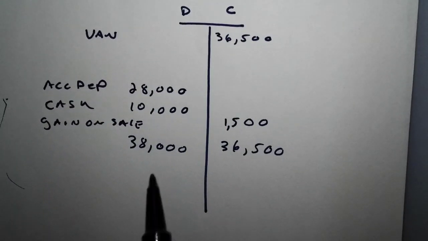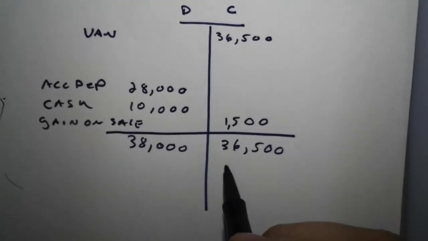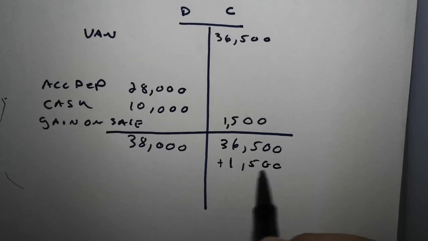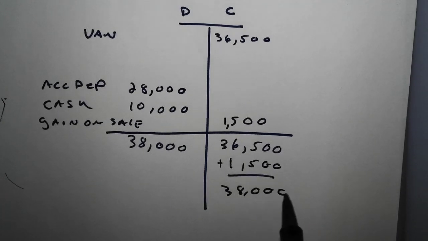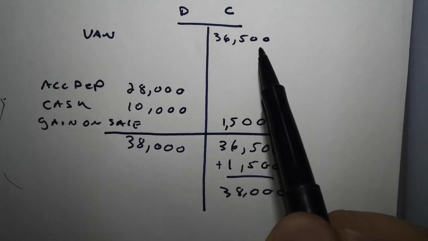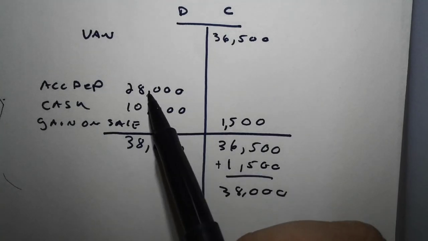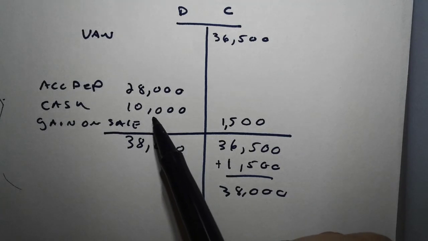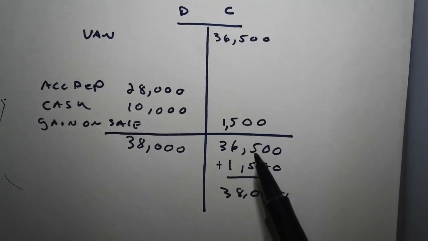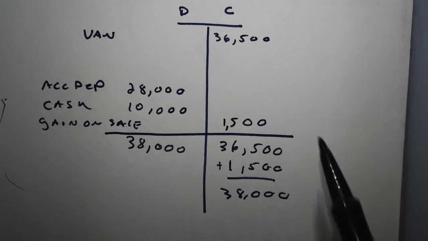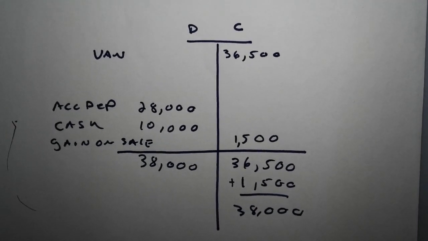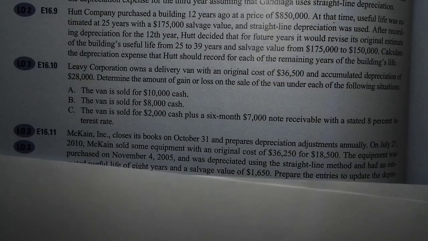Okay, so the entire transaction would look like this. We would have the credit to the van for $36,500. We would have the debit to accumulated depreciation for $28,000. We'd have the cash debit for $10,000, and we'd have the gain on sale for $1,500. And that would take care of situation A for exercise 16.10.